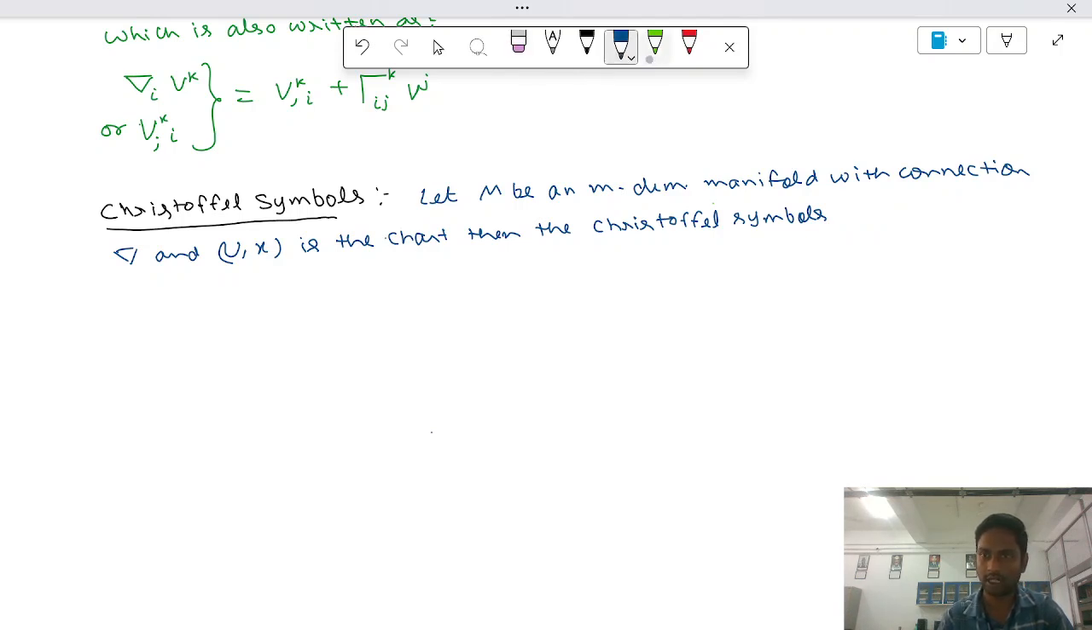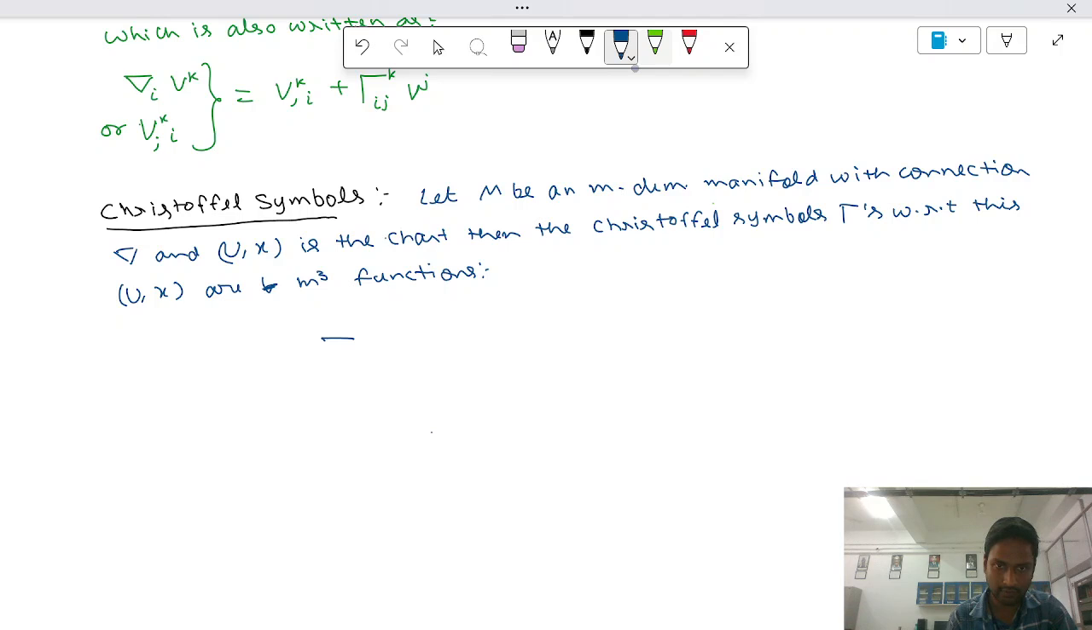so these are your gammas with respect to this chart (U, x) are basically m-cubed functions. So these functions are actually defined in the following manner.